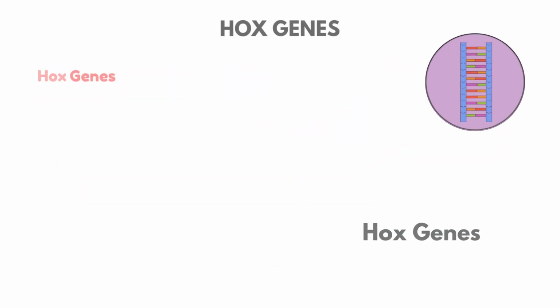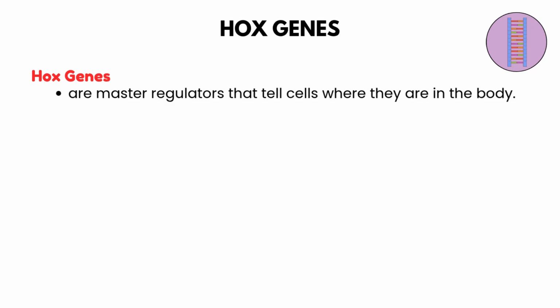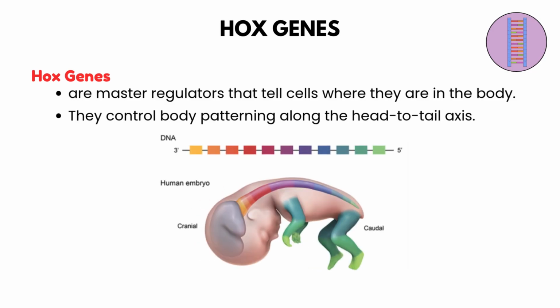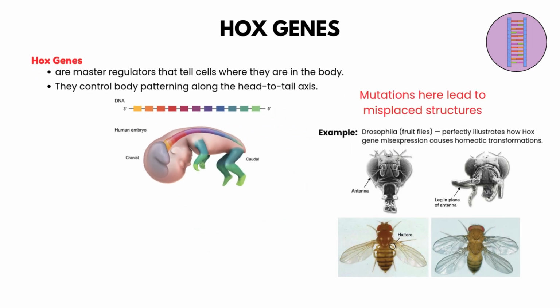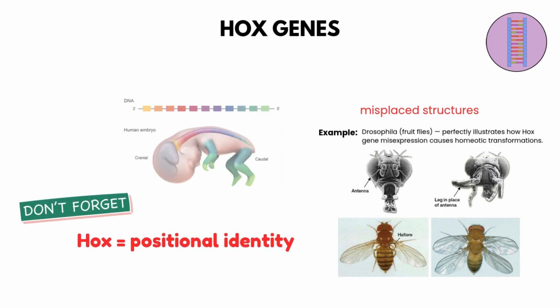Hox genes. Hox genes are master regulators that tell cells where they are in the body. They control body patterning along the head-to-tail axis. Mutations here lead to misplaced structures, like a leg forming where an antenna should be. For the MCAT, remember, Hox equals positional identity.